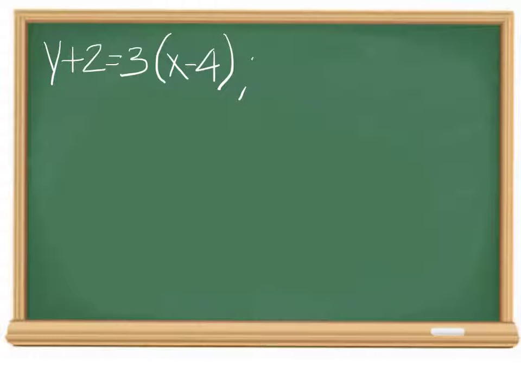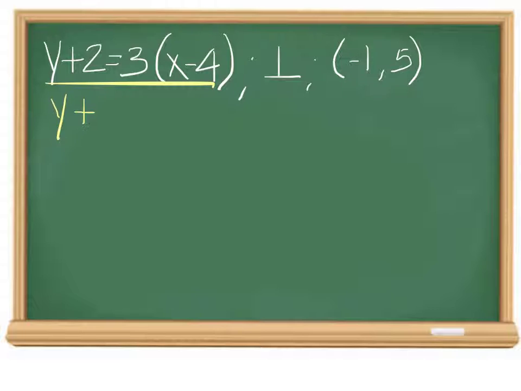Example 1. The line you are given is y plus 2 equals 3 times the quantity x minus 4. We need a line that is perpendicular to that and passes through negative 1, 5. The first step of the problem is to convert this equation into slope-intercept form. Y equals mx plus b.